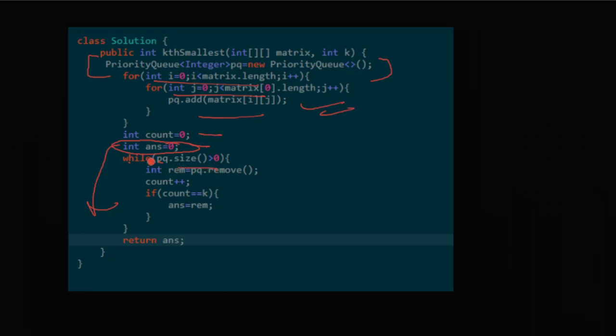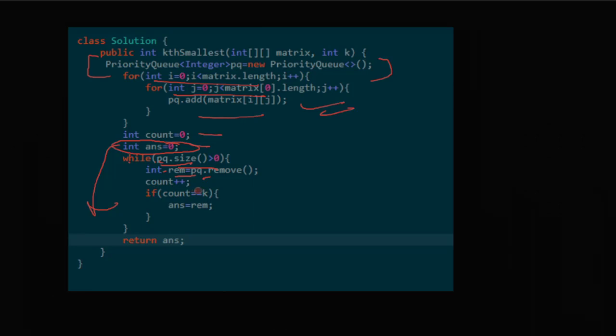Now, count. While the priority queue is not empty, that means it has something, remove. The remove function is being used here, so we'll remove the element. The priority queue will remove that particular element, and we store it in some value. This remove function will remove a single instance of that particular element only if it is present. So we'll remove this element first, store it in this remainder, and increment the count.